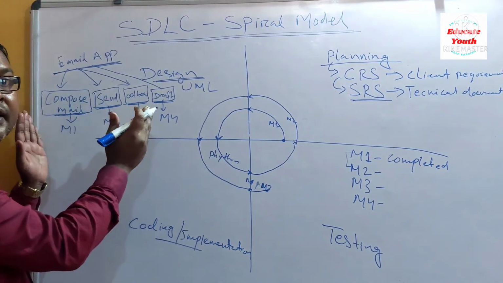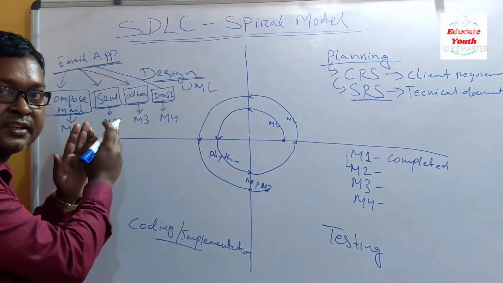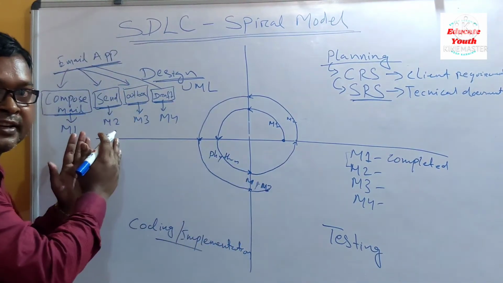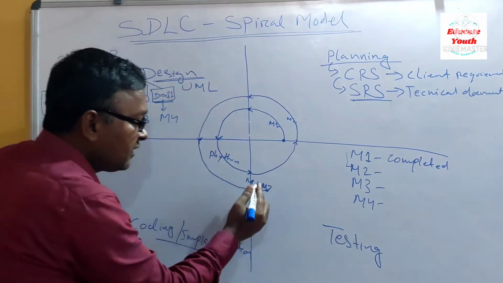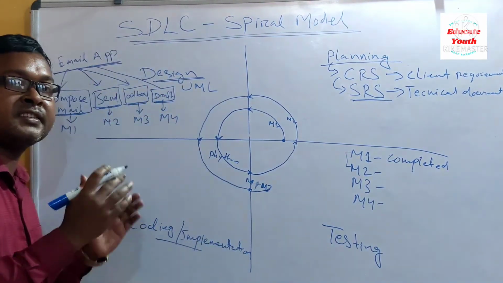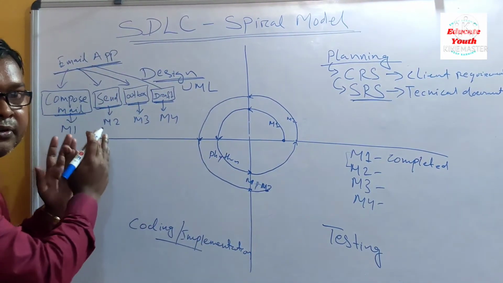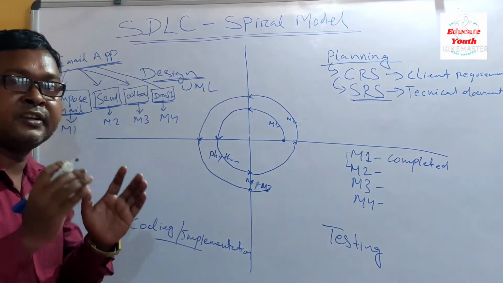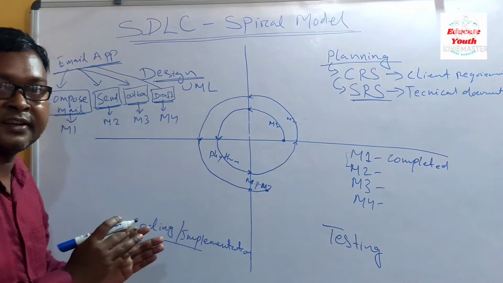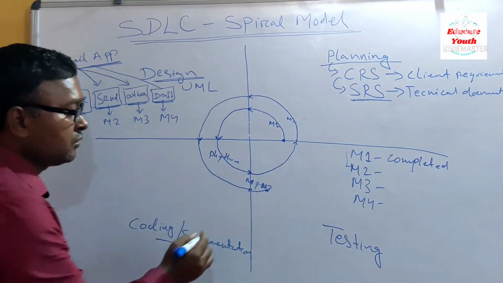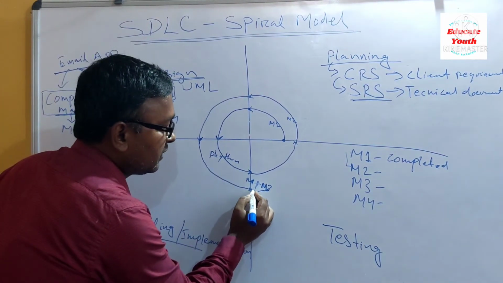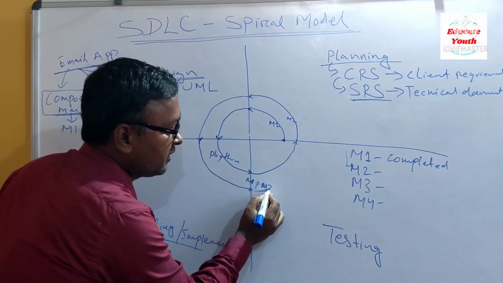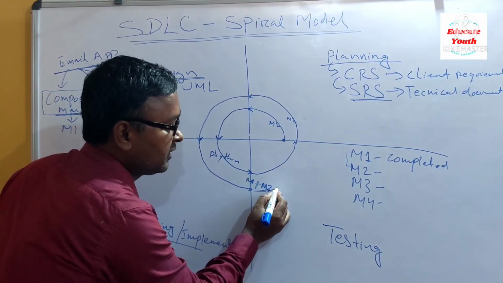Compose mail and send mail are interrelated with each other. So you have integrated these two, M1 and M2. Right now after integration you need to go for testing the workability of these two modules. So M1 and M2 module workability you need to check right now. You need to test it. So in this phase you are going in the testing. Here you will be testing the module 1 plus module 2 integrated version.